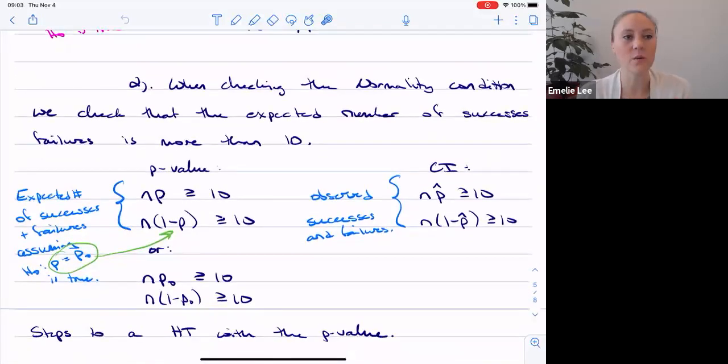So what we do is we need to check the success-failure condition, and that's going to change a little bit as well.